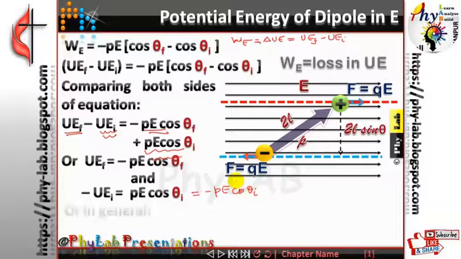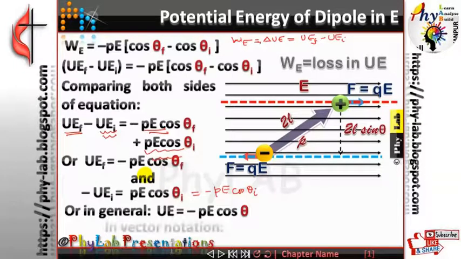So in general, I can say that the potential energy of a dipole when placed in any electric field happens to be minus PE cos theta, or in vector form, potential energy being equal to minus P dot E. So that was the expression that we have derived for potential energy of a dipole when placed in an electric field, and the expression happens to be minus PE cos theta, or in vector notation it is minus P dot E.